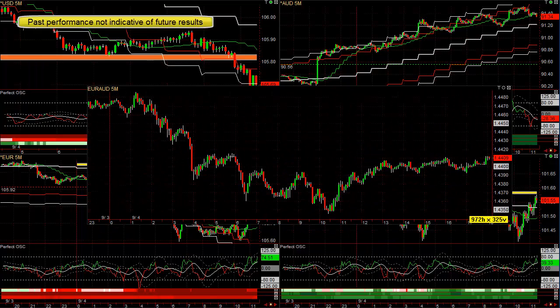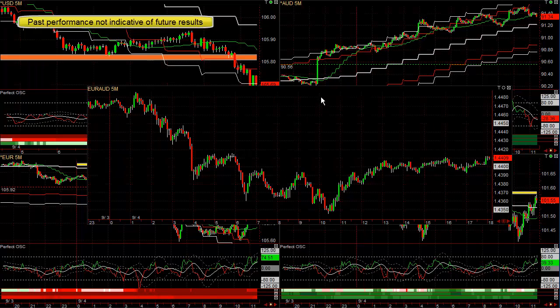Yep. Look at that. Perfect timing. Went from 43.60 all the way up to 44.00. It's a 35 to 40 pip move in a half an hour. So there's so many different ways to trade using our currency indexes.